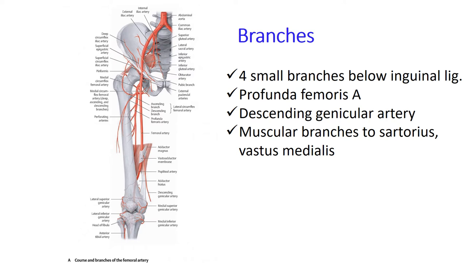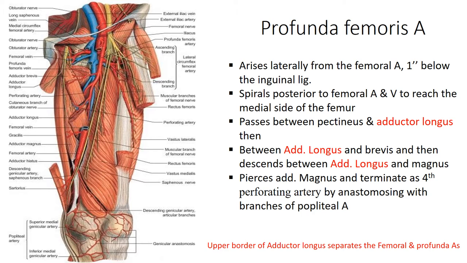Next we will discuss the deeper branch, which is the profunda femoris. This profunda femoris is basically the main supply to the femoral muscles. As you can see, initially the femoral artery is cut, and deeper to that we can see the profunda femoris.